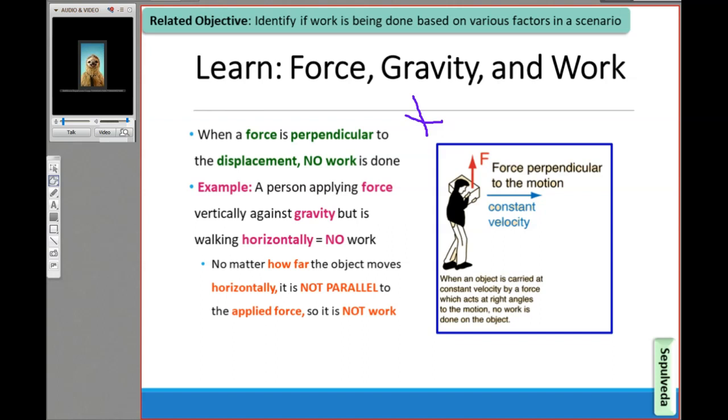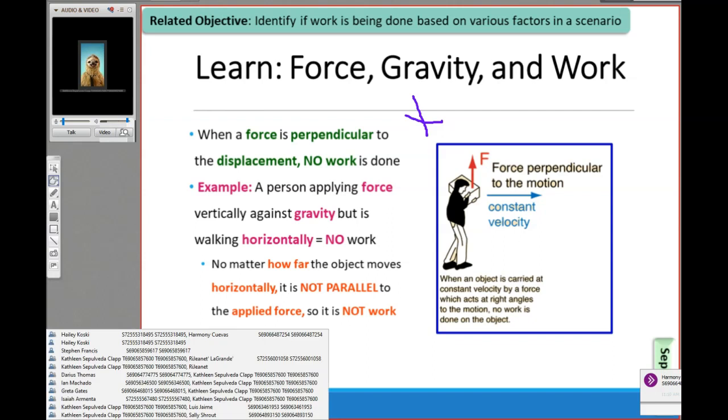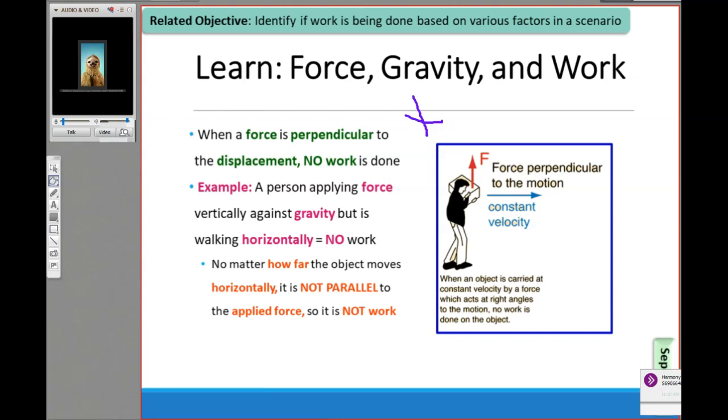For example, if a person is applying force vertically, that means up and down against gravity, but is moving horizontally, like walking, then there is still no work. A perfect example of this, you'll see it in the next one, so you should get this one correct. If a person is holding a box over their head, we do have force that we apply. We have force due to gravity. And we do have displacement because the box is moving with us, moving with our bodies. But the thing is they're moving perpendicular, and you'll see that in the diagram on the next slide. Since they are moving perpendicular, there is no work.